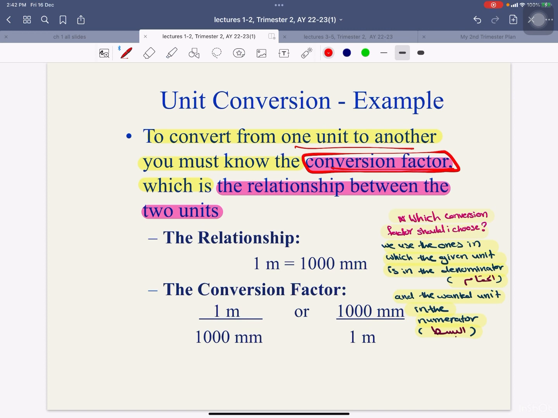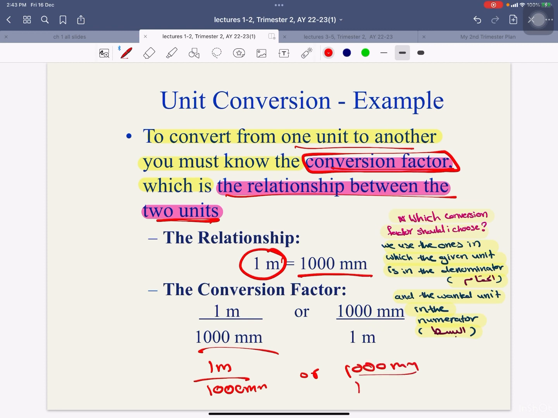The first thing I must do is know the conversion factor. The conversion will be given to us in the exam. So, what is the relationship between the two units I'm dealing with? I know that 1 meter is equal to 1000 millimeters, so I can convert easily. I either take 1 meter over 1000 millimeters as it is, or I take 1000 millimeters over 1 meter.